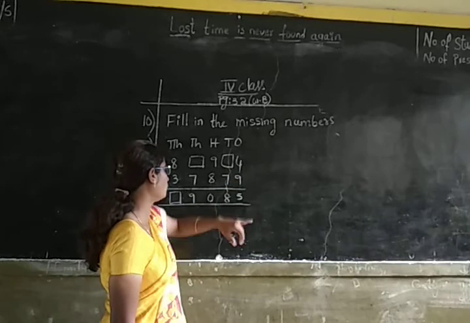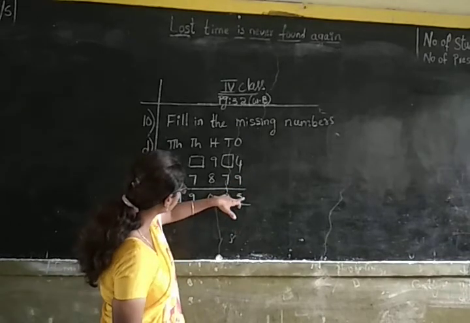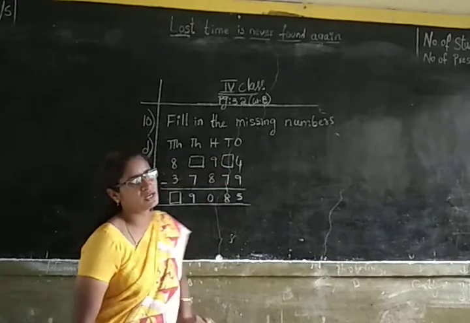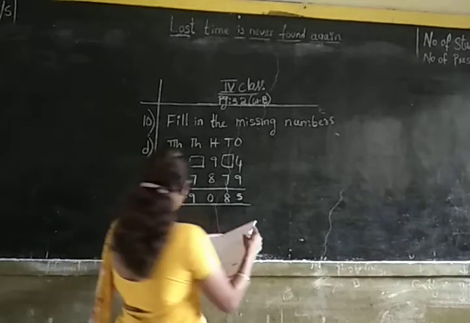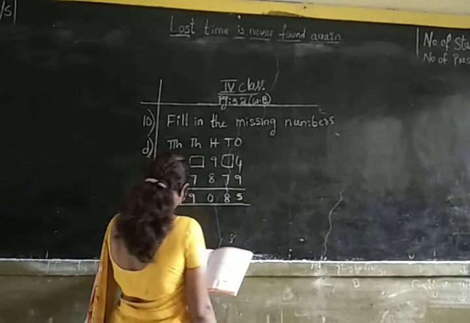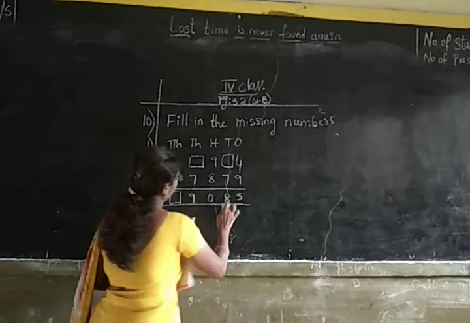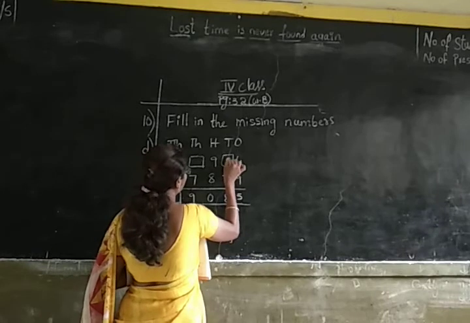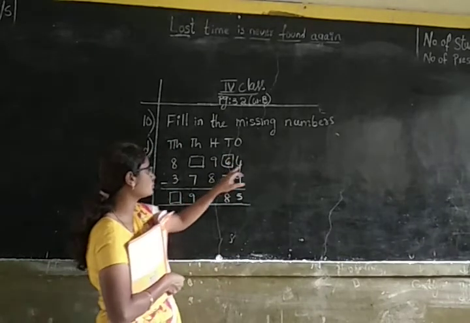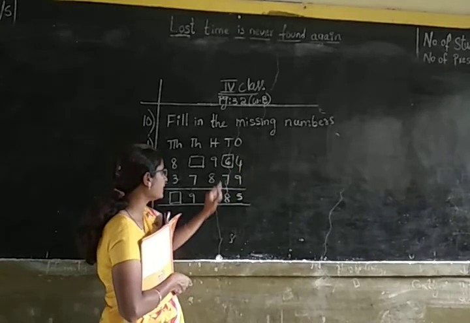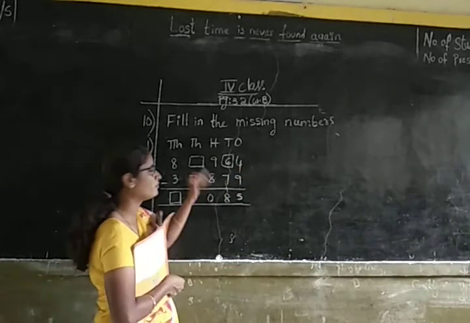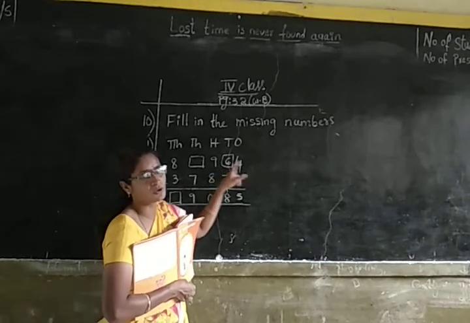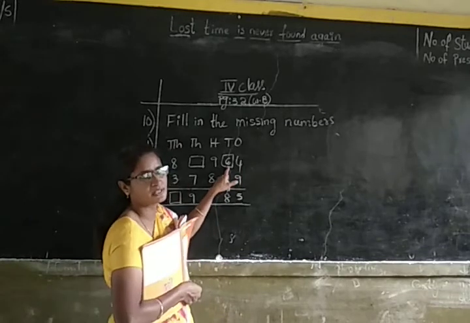Here you have to find out the missing number in the tens place. 8 plus 7 is how much? 8 plus 7 is 15. Sorry children. Here you have to add 1 to the 15, then it will become 16, because this number will give away 1 borrow to this number. So the number here is 6.